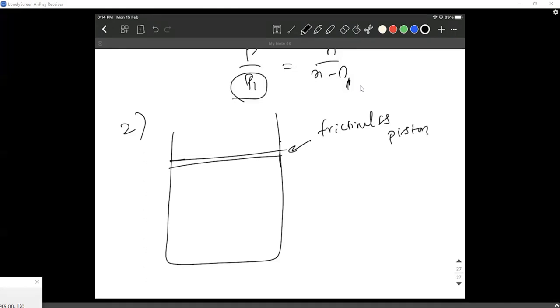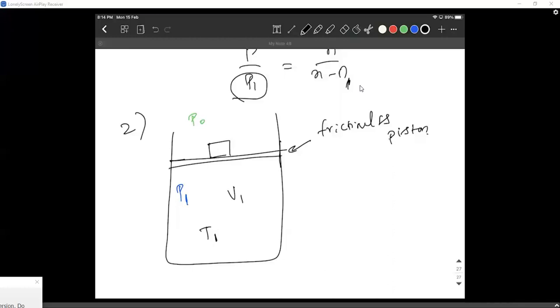It's a frictionless piston, so it can easily move. There is some weight. Because of this weight, outside pressure is P0, inside pressure is already given as P1. And the volume is V1. Temperature is T1. Okay. Now, let me frame this question. This is how I frame.